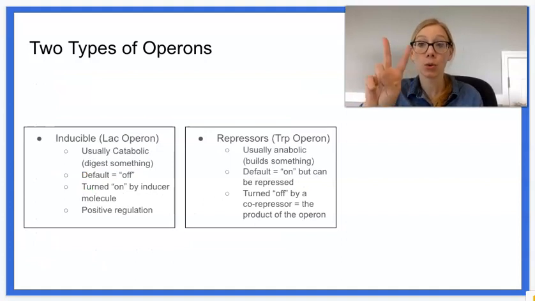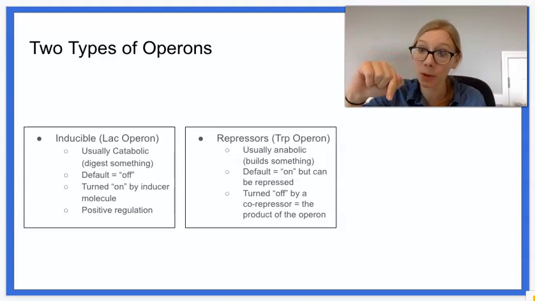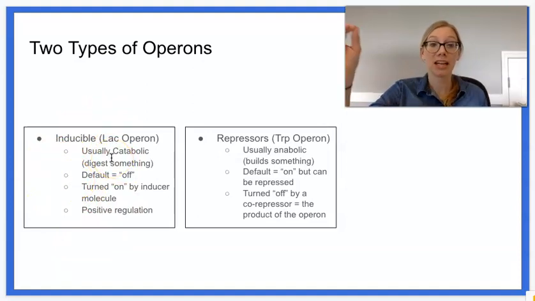So there are two types of operons we're going to talk about: inducible operons and repressible operons. First, we're going to talk about inducible operons. They're usually catabolic, meaning they're going to try and digest something. Their job is to break something down.